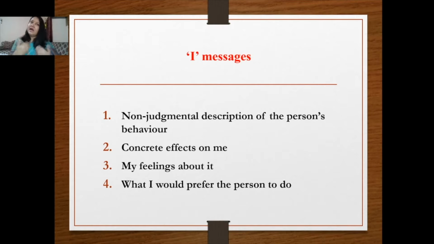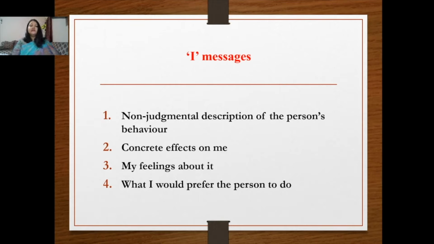But when we convey our anger in this way, I think it will impede our relationships, it will negatively impact our relationships. So, a better way to convey your distressing emotions, particularly if you're talking about anger, is to follow these four steps. What are these four steps? First of all, non-judgmental description of the person's behavior. So instead of saying you are irresponsible, you are like this, you are like that, we have to describe their behavior in very objective terms, without being judgmental.